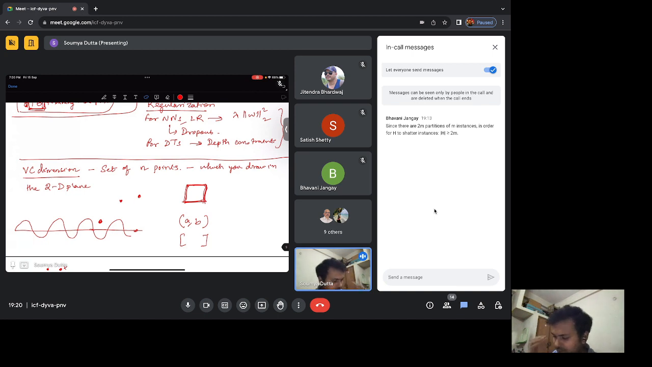This question was already answered by somebody. Which of the following algorithms are not an ensemble learning algorithm? Is random forest an ensemble learning algorithm?